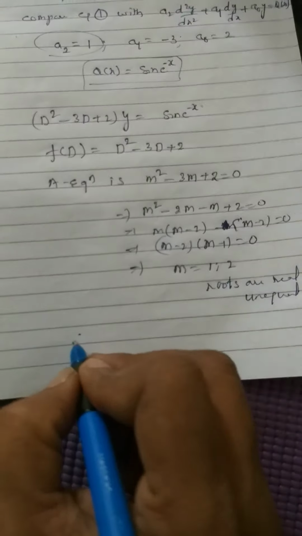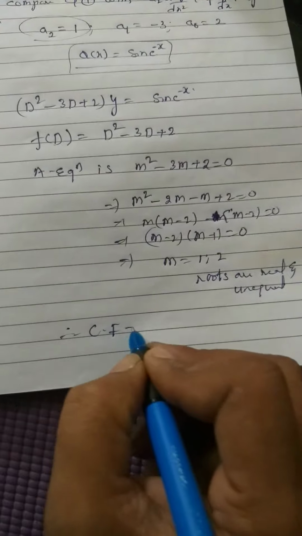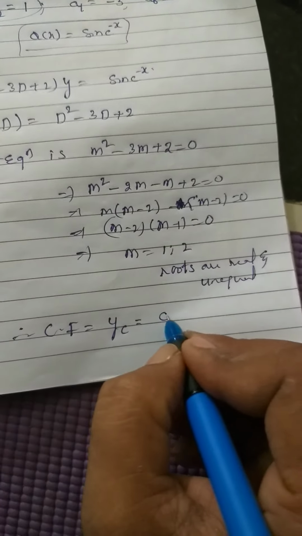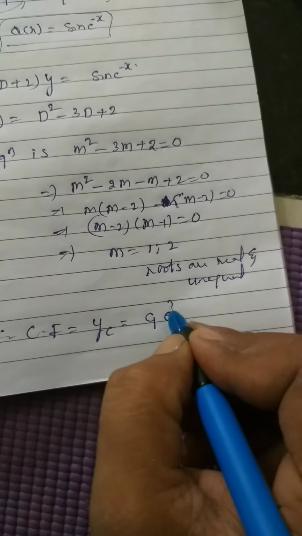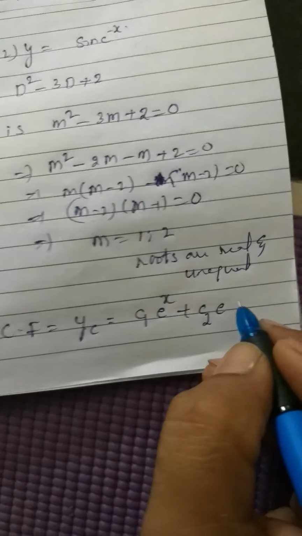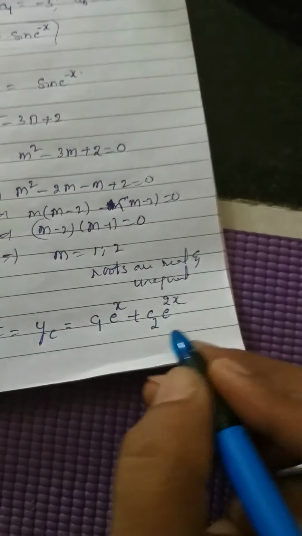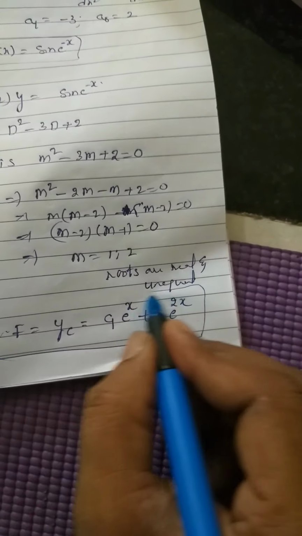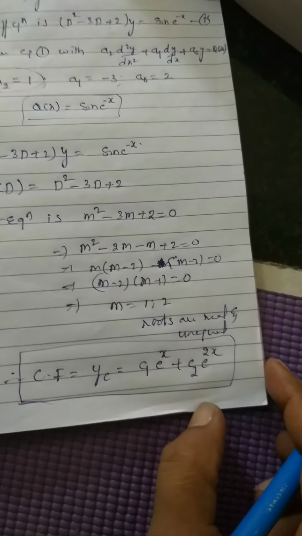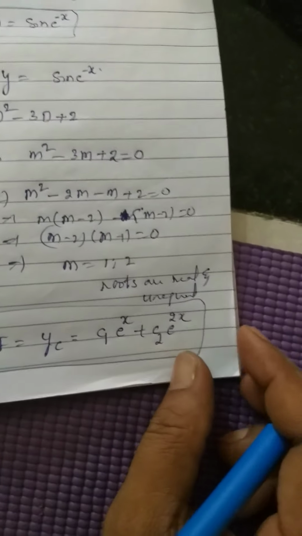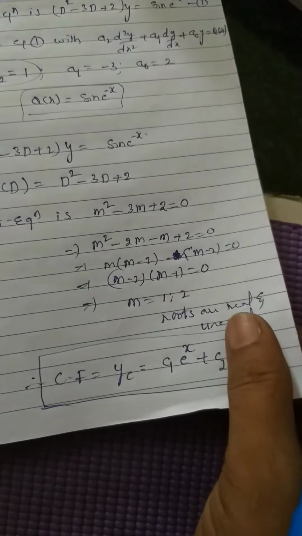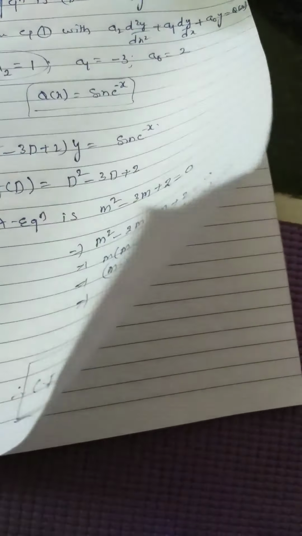Now in this case the complementary function is y_c = c1 e^(first root × x) + c2 e^(second root × x). We got the complementary function. This procedure is the same as the old procedure, right? Now we have to find the particular integral. You remember this.